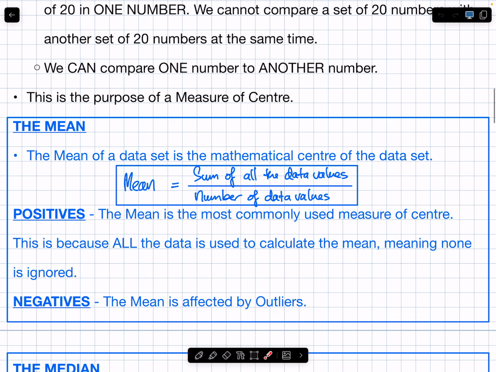So this is where the notes would start that I'd like you to get down. The mean. The mean of a data set is the mathematical center of the data set. How do we find the mean? Add all the data numbers together, and then you divide by how many there were. Get that formula down, please. You'll be using it.